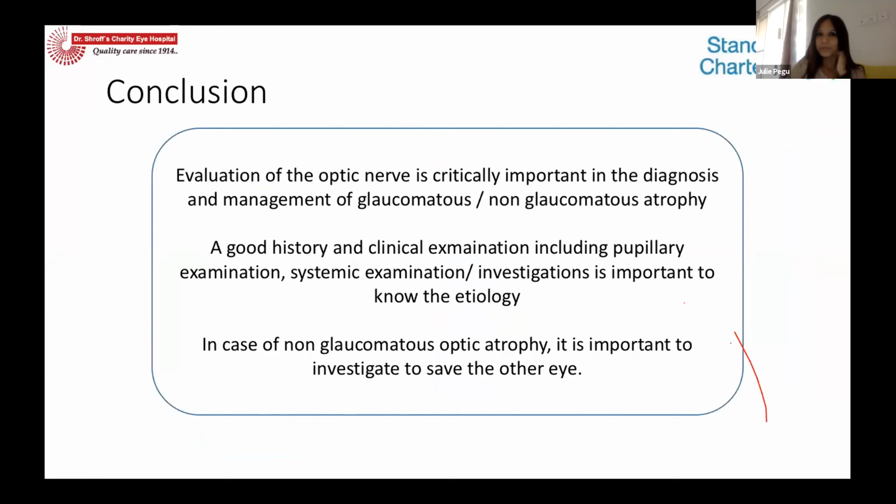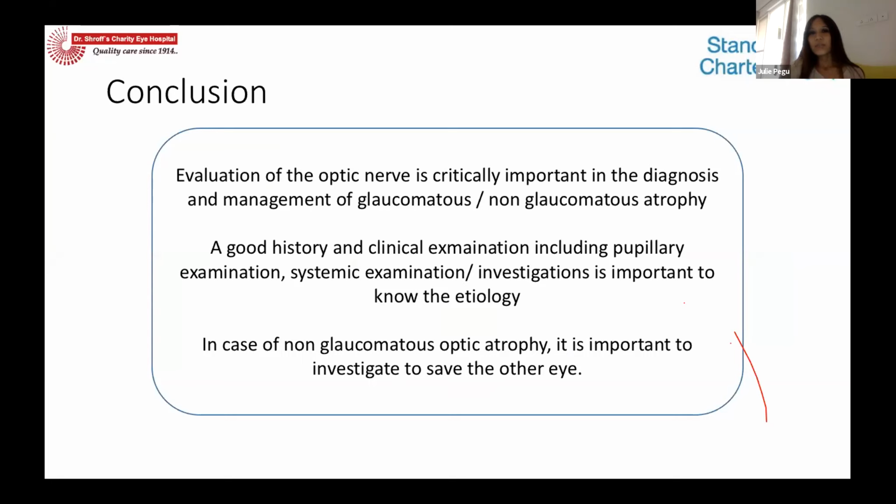So I would like to conclude that evaluation of the optic nerve is very important for the diagnosis, whether it's a glaucomatous or a non-glaucomatous optic atrophy. Very good history and a very good clinical examination, including the pupil reaction, the color vision test, and the contrast sensitivity. I think it's very important to know what the etiology is.